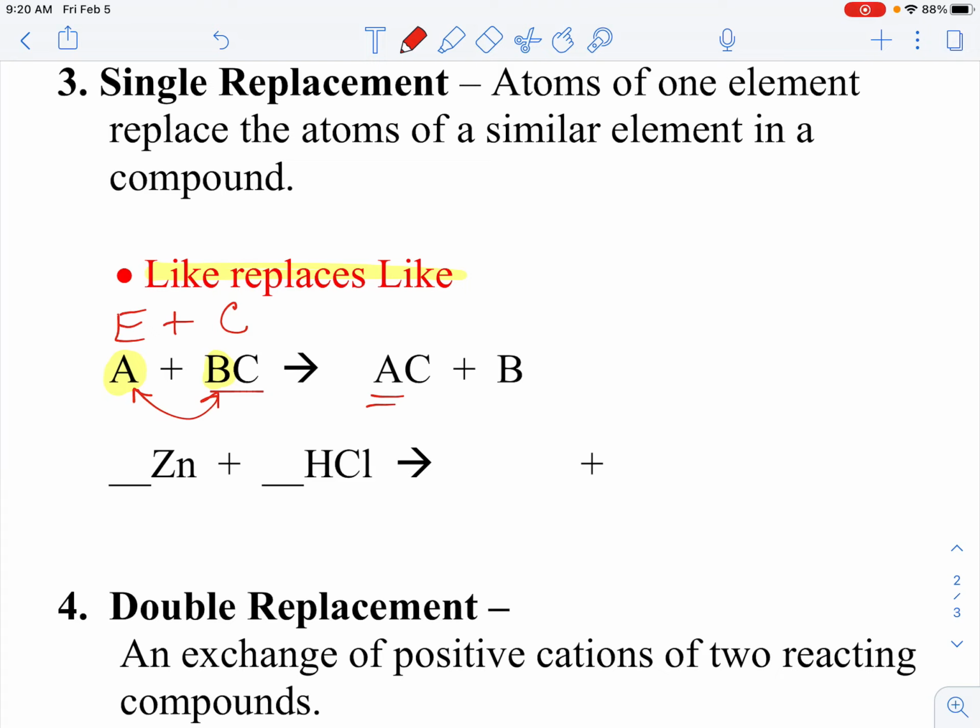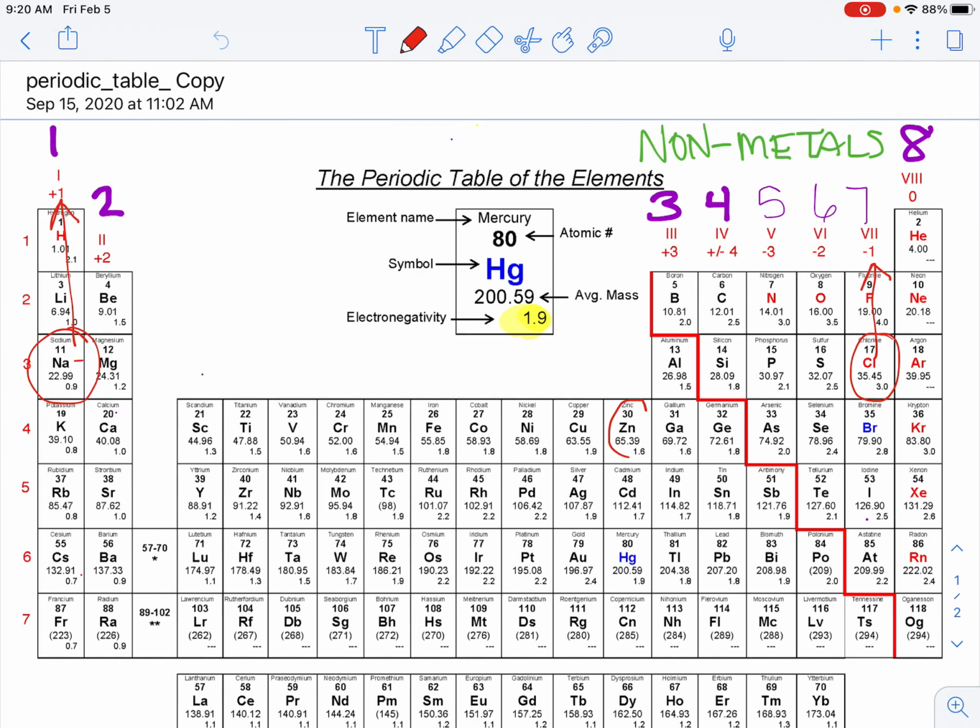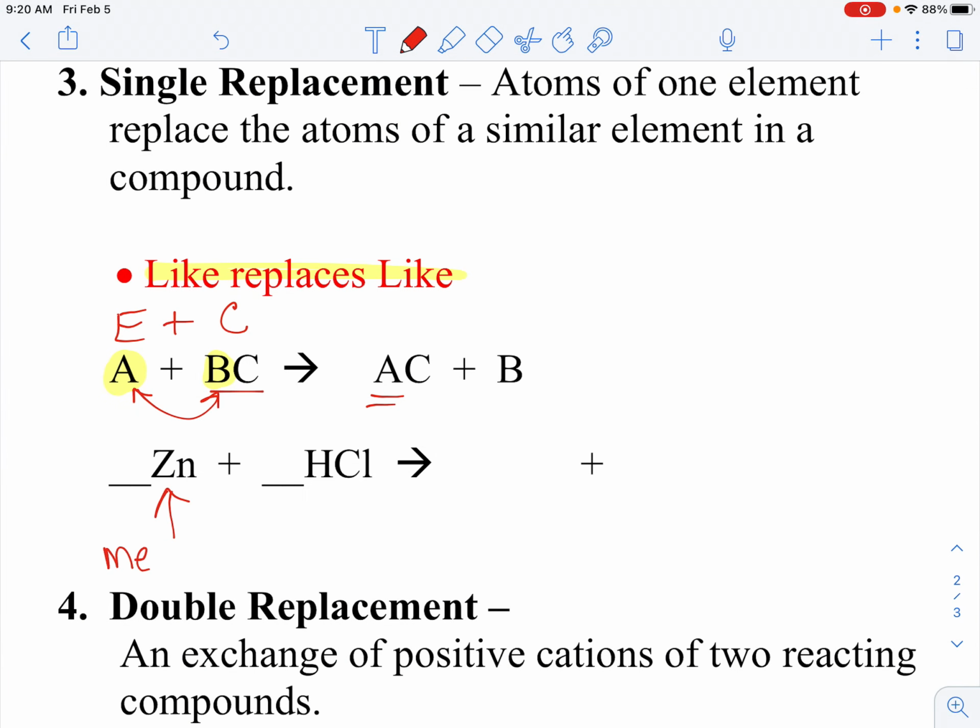So here's what you remember from the last lecture. Look at the element by itself and identify it as a metal or a nonmetal. So zinc, if we look on the periodic table, is right here, element number 30. And since it is to the left side of the zigzag line, it is a metal, even though it's in the transition metal area. So zinc is a metal. It's treated like the cation.